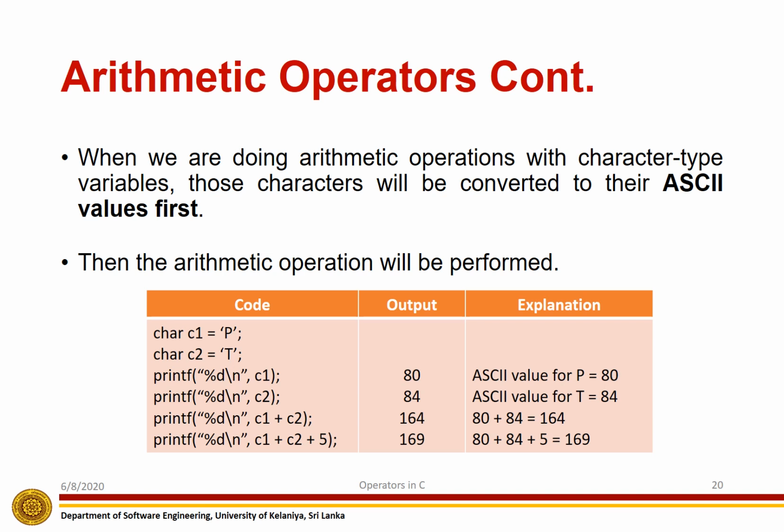Then when we get the summation c1 plus c2, it is getting the summation of the 2 corresponding ASCII values, as 164. And at last I have got the summation of c1, c2 and 5. We can add 5 here because ASCII values are also integer values. So the answer is 169.